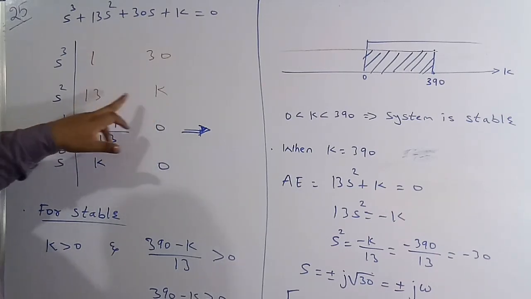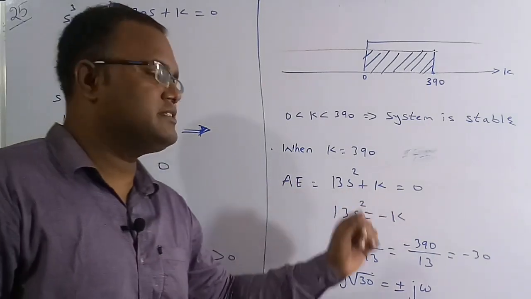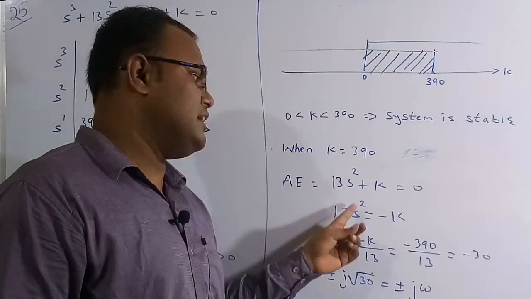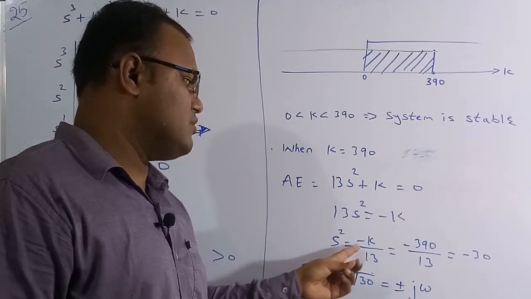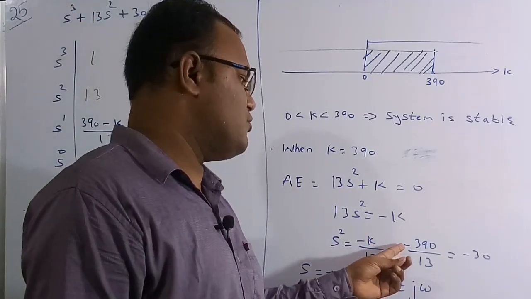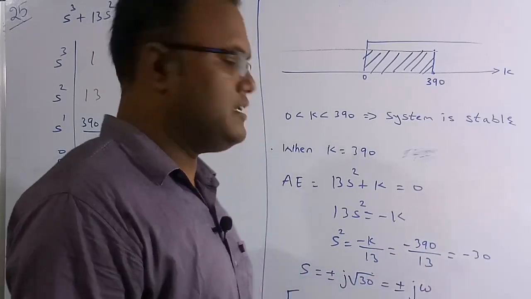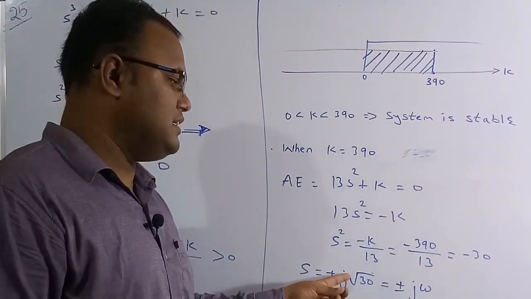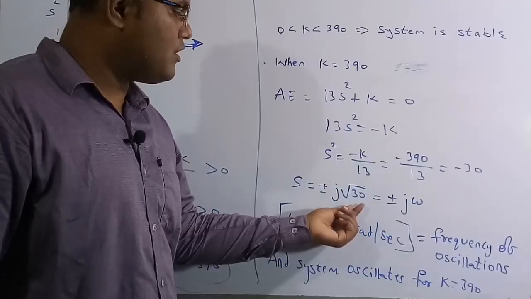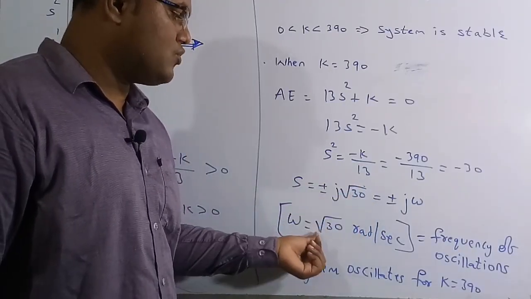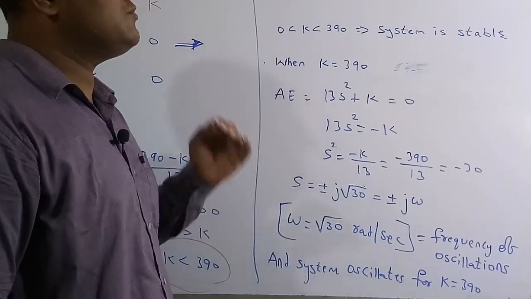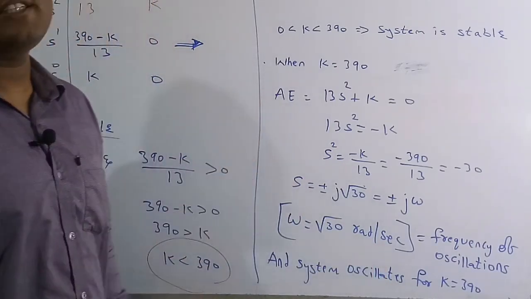Therefore 13s square plus k is equal to 0 is called the auxiliary equation. If you solve this, 13s square is equal to minus k, so s square is equal to minus k by 13. But I have already told k is equal to 390, so minus 390 by 13 is minus 30. So s is equal to plus or minus j root 30. But s is equal to plus or minus j omega, so we can conclude that omega is equal to root 30 radians per second. This is called the frequency of oscillations whenever the system is marginally stable.